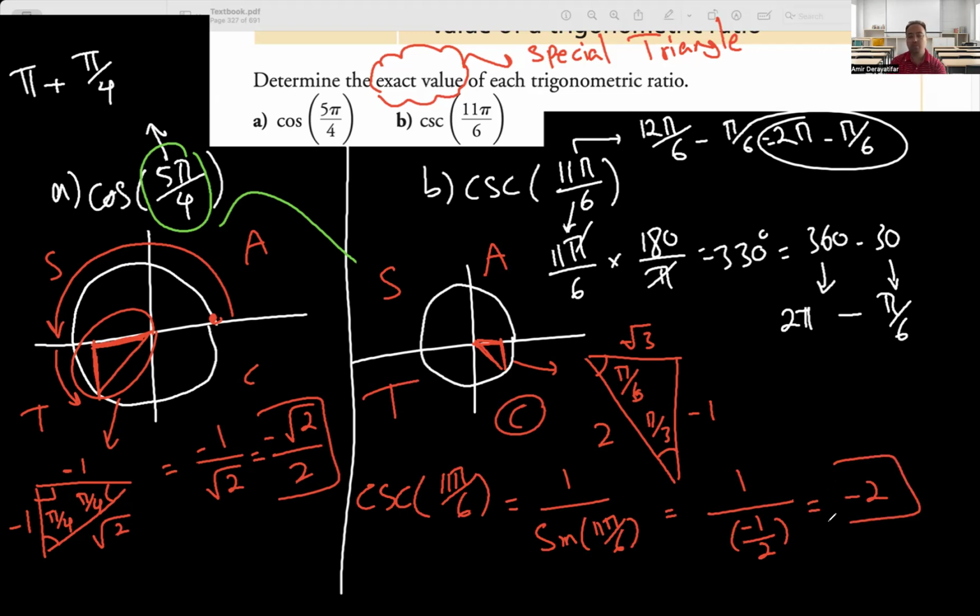I know you guys can plug the whole thing into a calculator for the final answer, but that would not give you any marks because the question says use exact value.